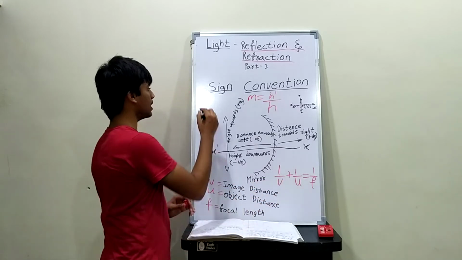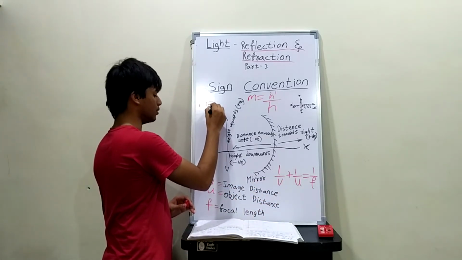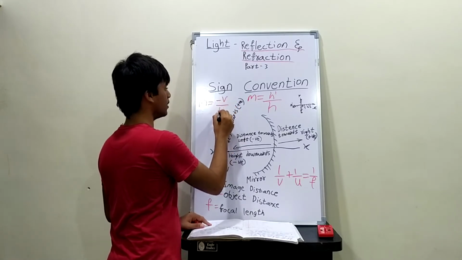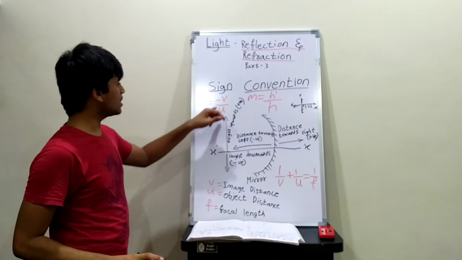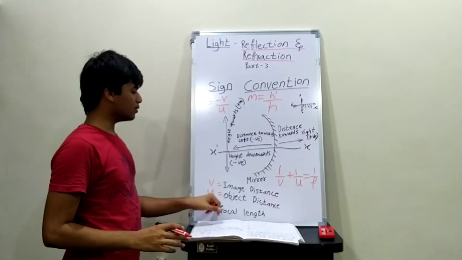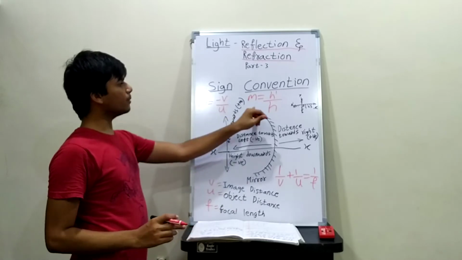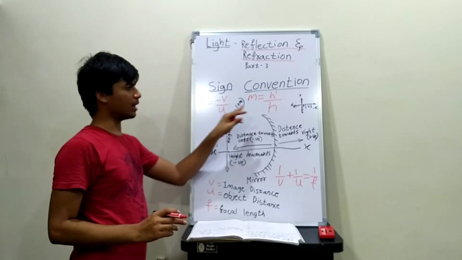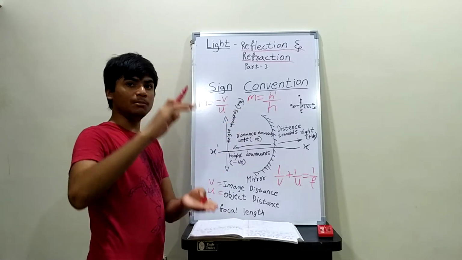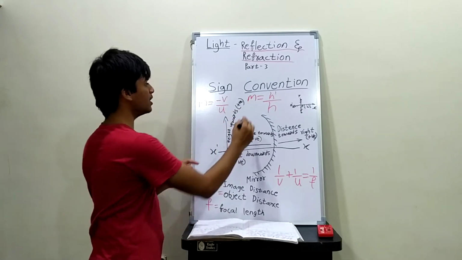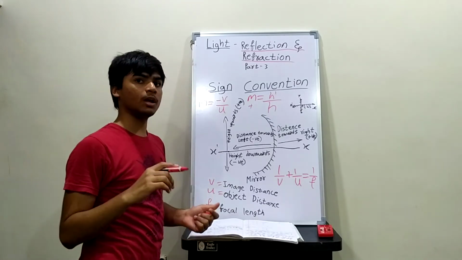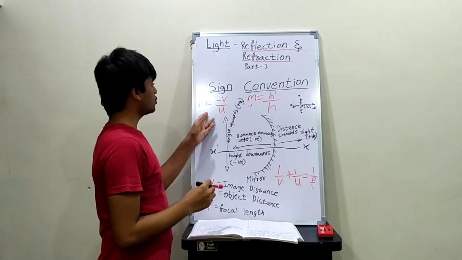For that, the formula is M is equal to minus V by U. Now you know what V and U are: V is the image distance and U is the object distance. So there are two formulas to find magnification. If the magnification is negative, then you can say diminished. If magnification is positive, then you can say it is enlarged. This is how these two formulas are used.